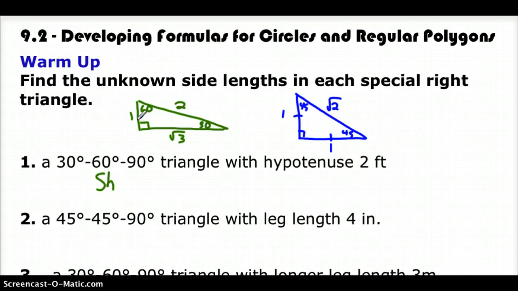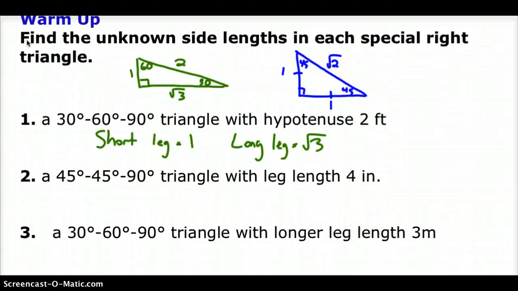Short leg equals 1, and then I'm just going to write that the long leg is going to be equal to radical 3. So pretty simple there, if we know how to draw these special right triangles. Okay, let's take a look at the next one.